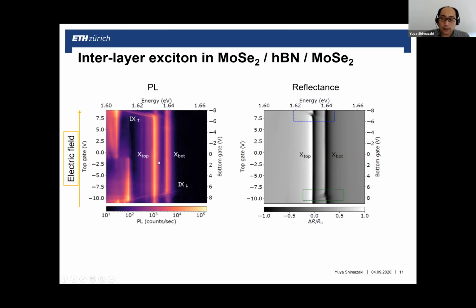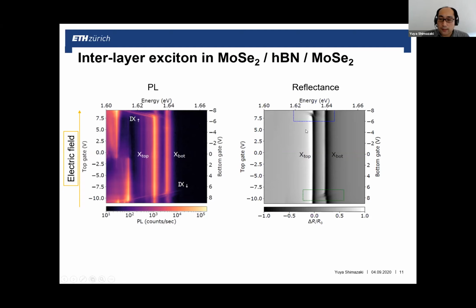In other words, the coupling to the photon or light is quite small. This is because the electron and the hole are spatially separated, and the wave function overlap is relatively small. So in this kind of case, it is difficult to see this interaction by reflectance spectroscopy.